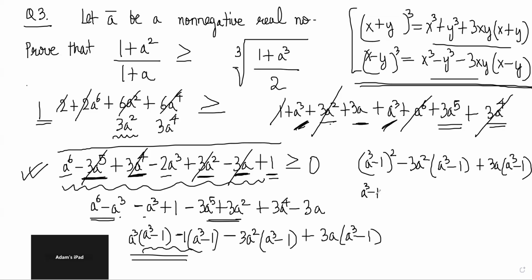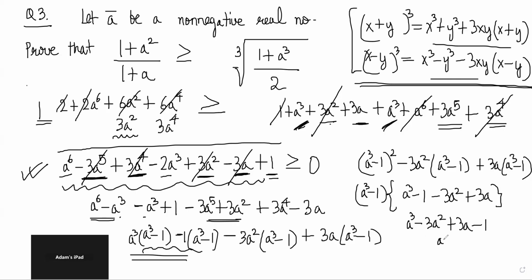So taking a cube minus 1 whole common, you'll get a cube minus 1 minus 3a square plus 3a. This is a cube minus 3a square plus 3a minus 1, which is actually a minus 1 whole cube. So it is becoming a cube minus 1 into a minus 1 whole cube. Now at this stage, you should also know the identity a cube minus b cube is equal to a minus b into a square plus ab plus b square.